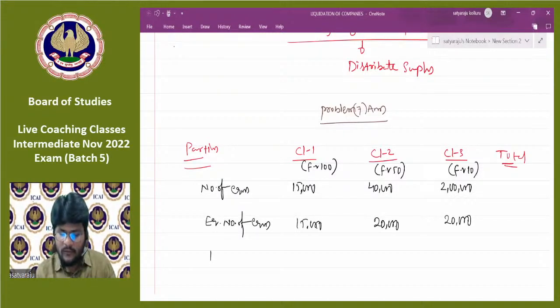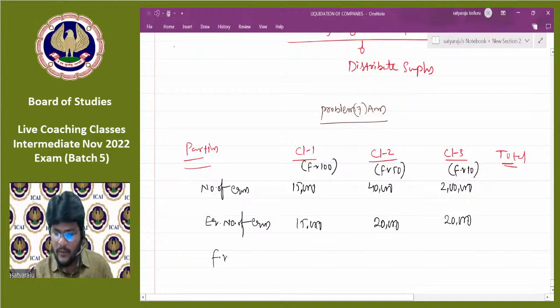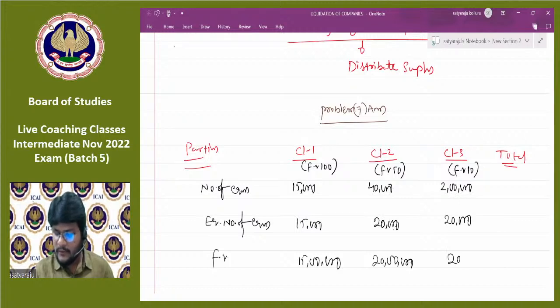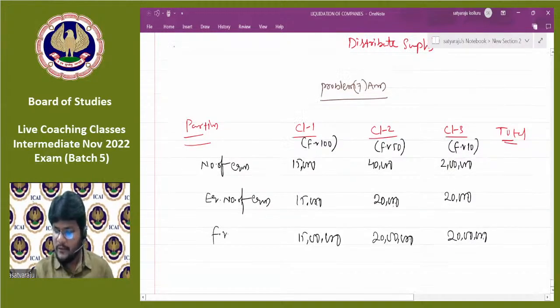Total face value or simply face value of equity shares. So can you please tell me now, 15,000 into 100, how much, which is 15 lakhs. Here 20,000 into 100, now you need to multiply, which is 20 lakhs. Here also 20 lakhs. So total face value how much? 55 lakhs.